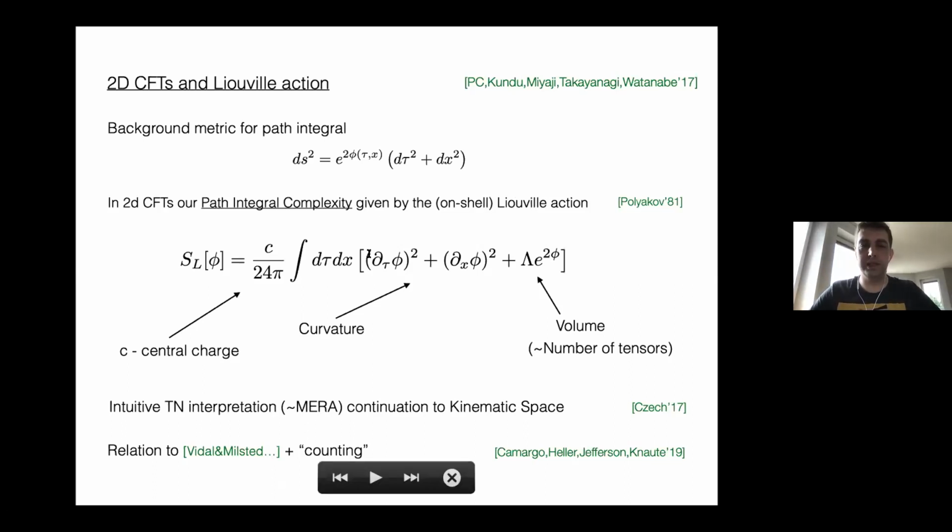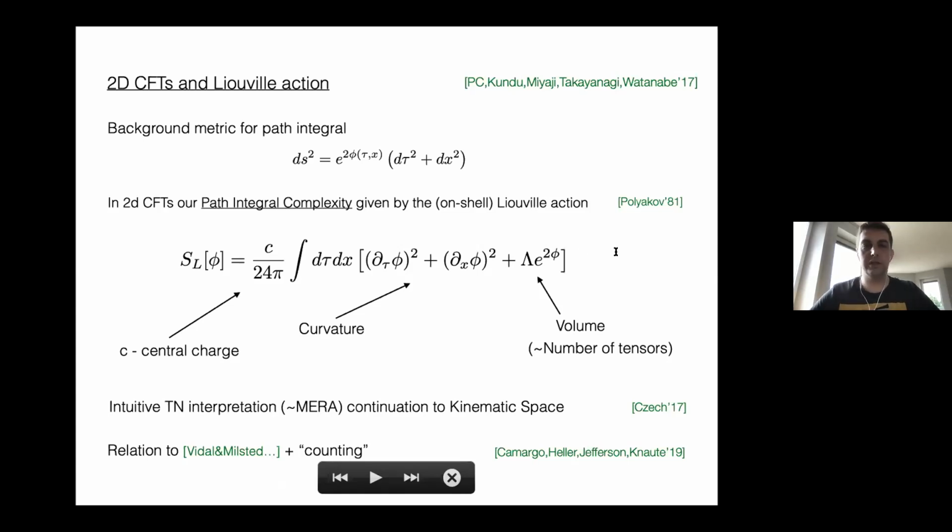It contains two pieces. The first one is the kinetic term, which is quadratic in derivatives, and this term comes from the curvature of the background metric. The second is the volume term, which you can think of as an analog of counting the number of tensors in a tensor network, or basically the volume of your optimal geometry. This involves the constant lambda, the so-called cosmological constant, which is also related to the cutoff as 1 over epsilon squared, and it can actually be reabsorbed into the definition, as you can see, by a simple shift of phi.